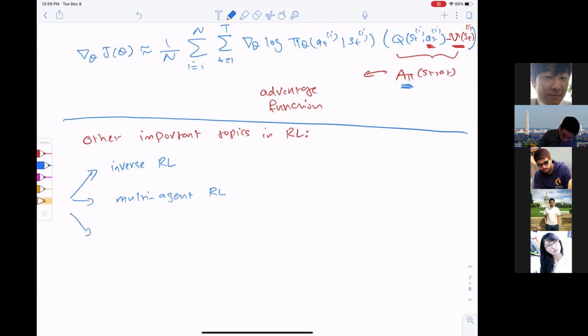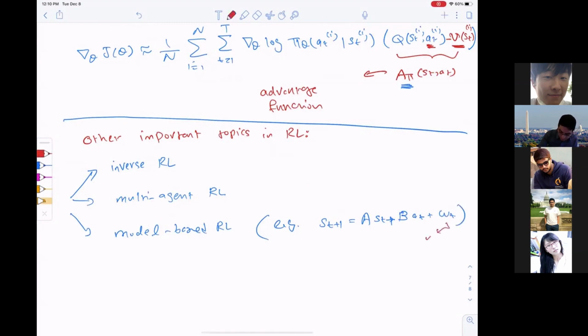We have also model-based RL, where we characterize the transition probabilities, characterize the environment. It is usually difficult, but for example, you can start with some simple models. Let's say your next state is a linear combination of your previous state, the action, and maybe Gaussian noise. That may be one model for the environment, but usually it is difficult to characterize the environment precisely.